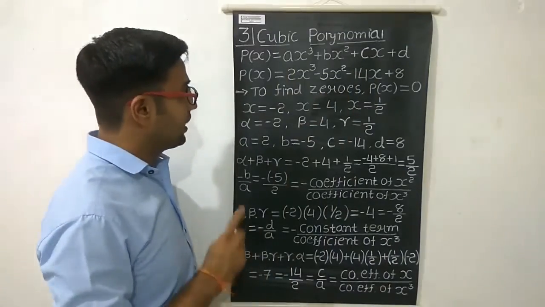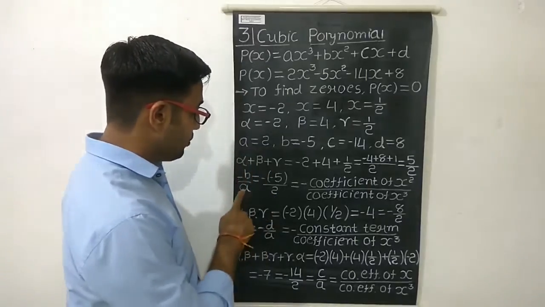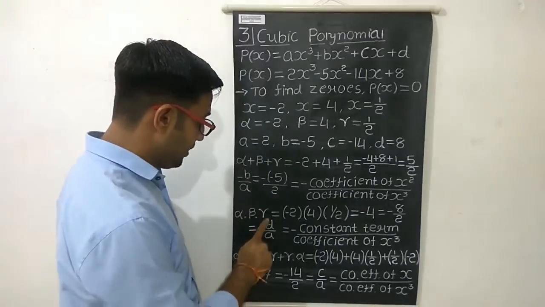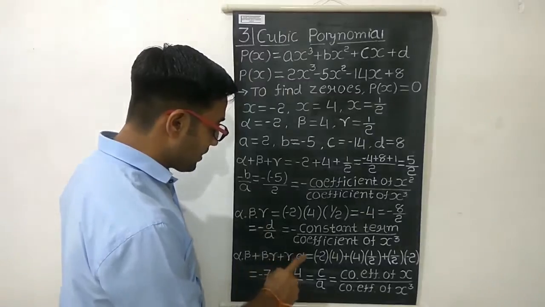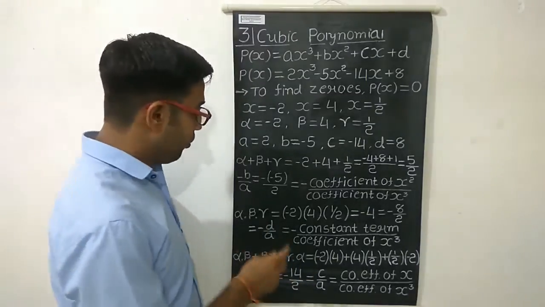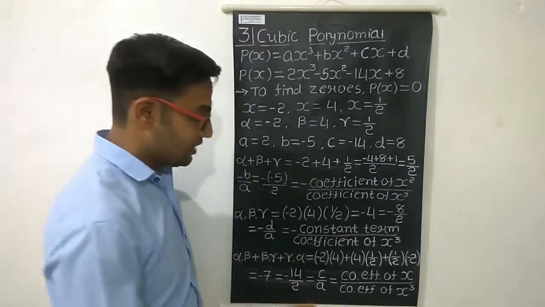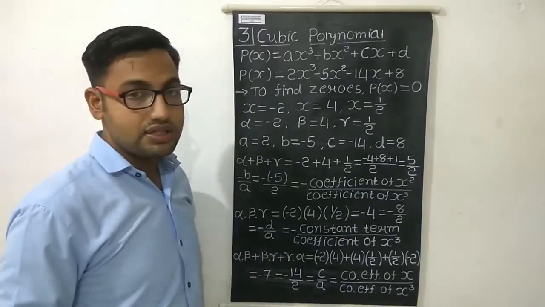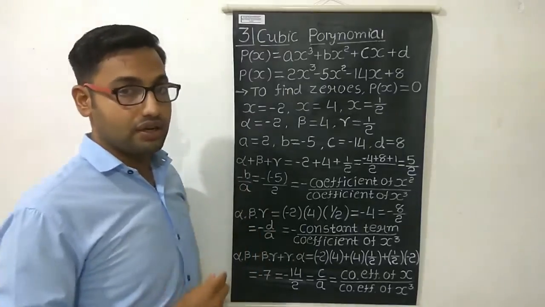So the three relations we get for cubic polynomials are: alpha plus beta plus gamma is equal to minus B upon A, alpha into beta into gamma is equal to minus D upon A, and alpha into beta plus beta into gamma plus gamma into alpha is equal to C upon A. In all three relations, the denominator remains the same, that is the coefficient of x cube, right? So this is all about the relation between the zeros and the coefficients of a polynomial, right?